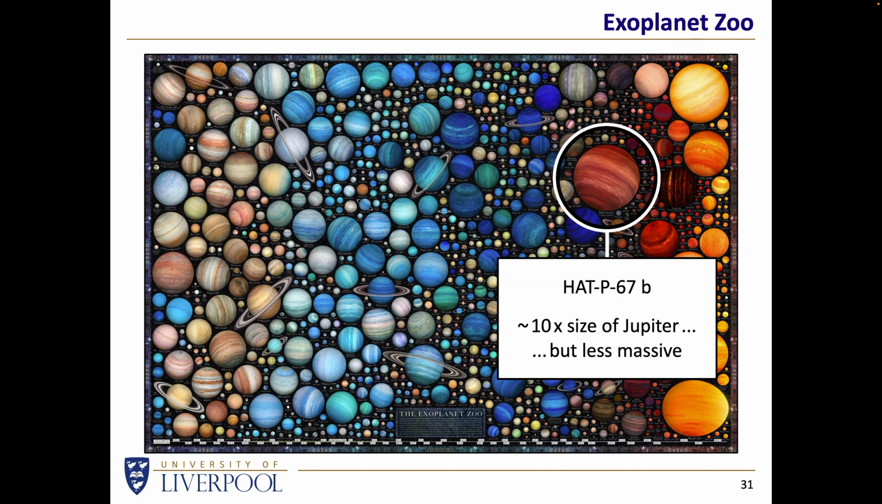One of the largest, you can see again from scale, remember Jupiter is down here in the bottom left. This particular exoplanet, HAT-P-67b, they've really got to sort out the names of these things.